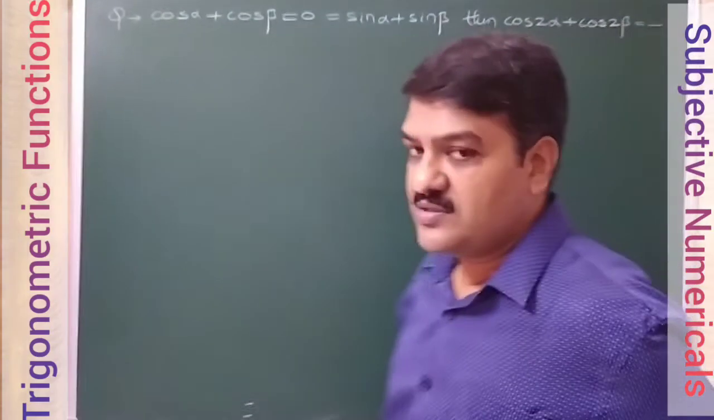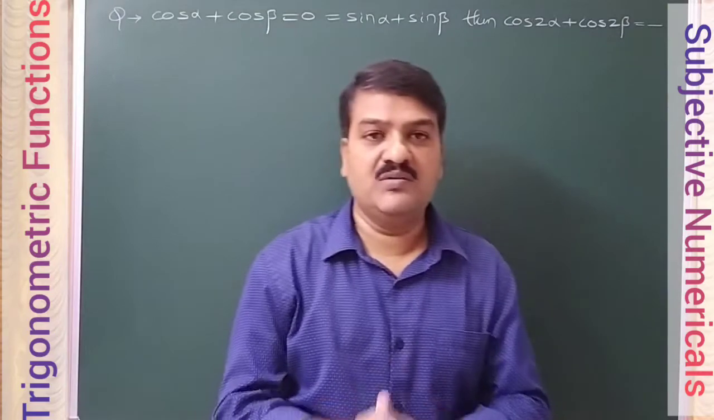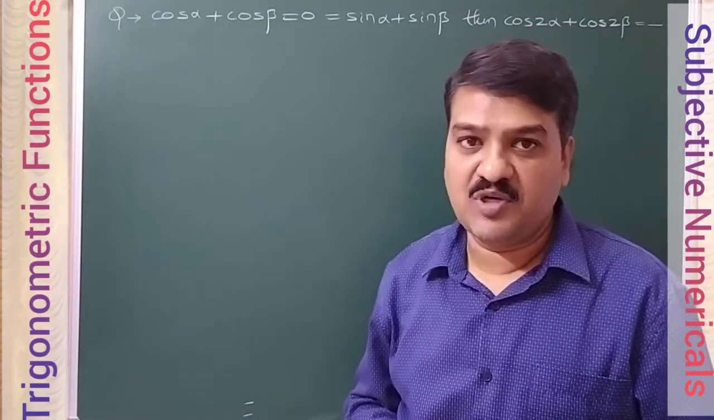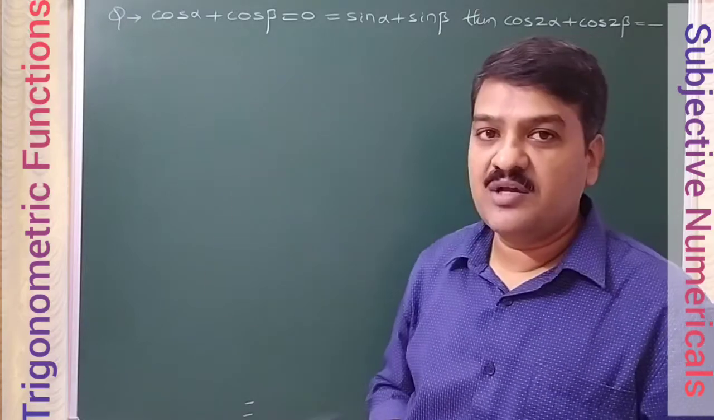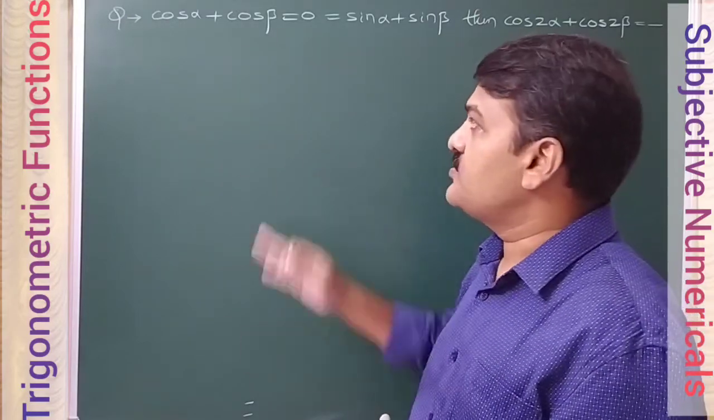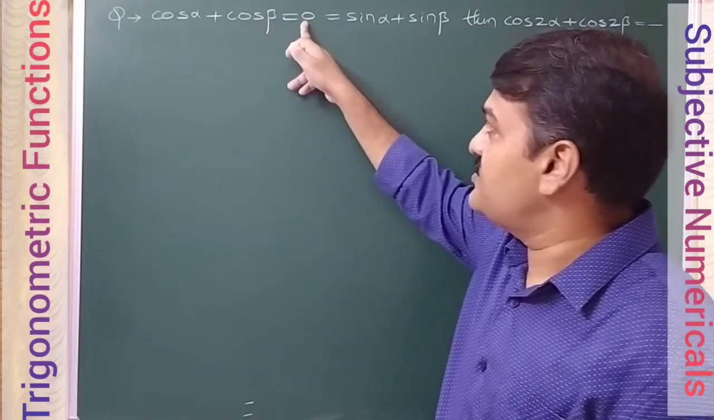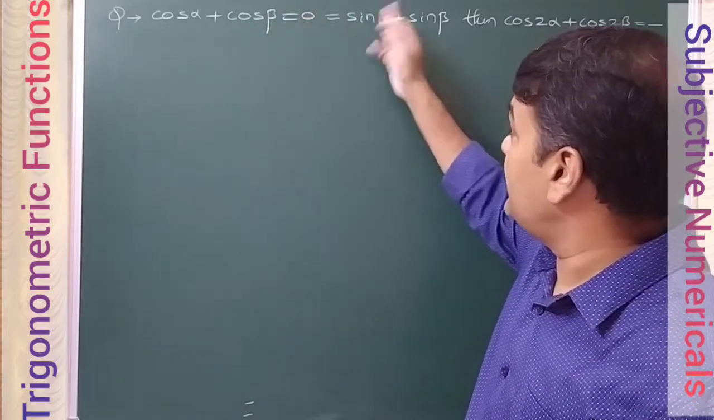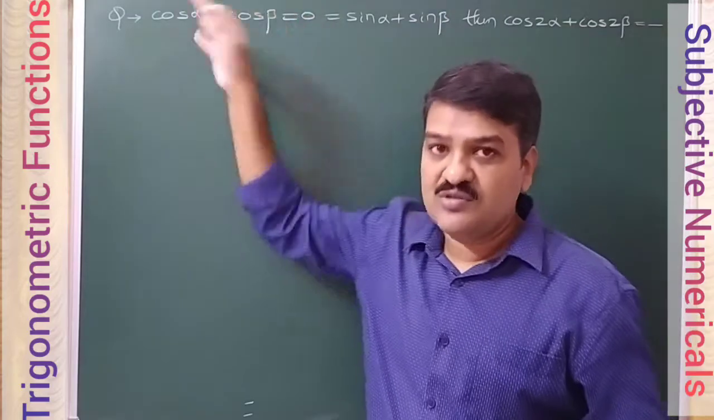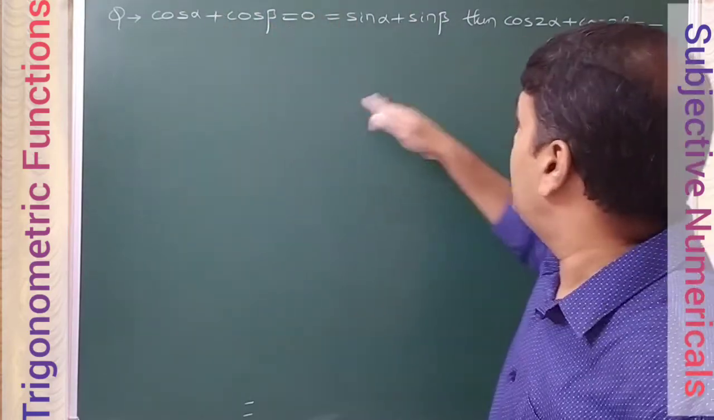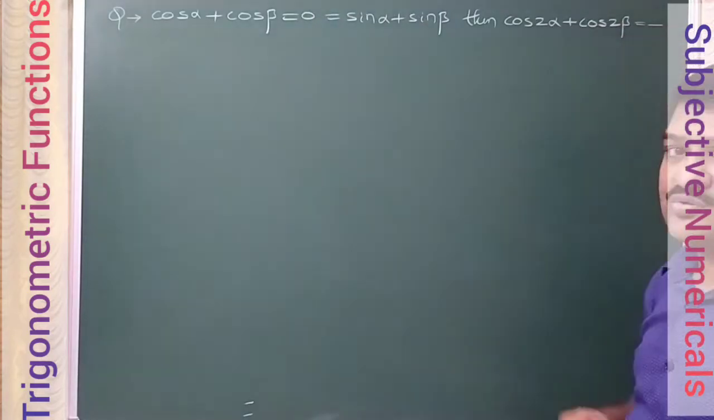Hi students, in this video we are going to discuss some numericals or subjective problems based on trigonometric functions. Here we have a question: cos alpha plus cos beta is 0, as well as sin alpha plus sin beta is also 0. Both of these are equal to 0.